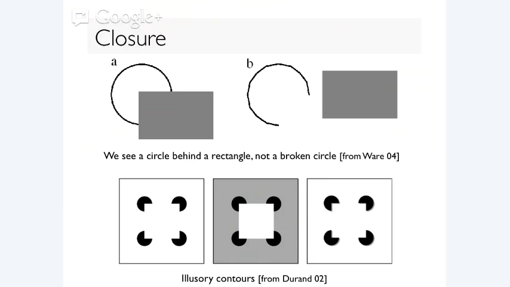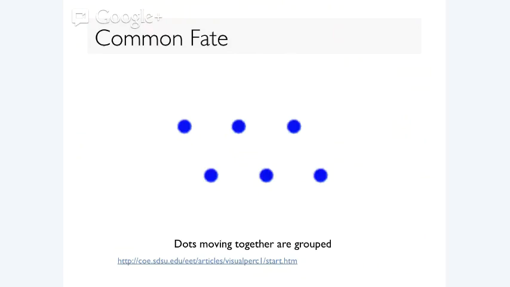Closure means interpretations which produce closed rather than open figures are preferred over interpretations that yield open figures. So we see this as a circle behind a rectangle rather than a 270-degree arc next to a rectangle. And closure also means that we get these illusory contours where there is no rectangle in two of the three elements at the bottom, but we still see it. Right? Because it makes more sense for us to interpret where these cutouts come from. Well, if you follow the line, you see a shape emerge. And then the last rule is common fate, which means that things that move together we interpret as belonging to the same group.